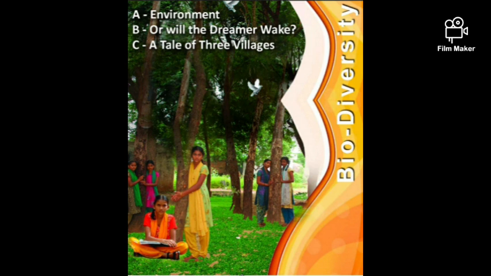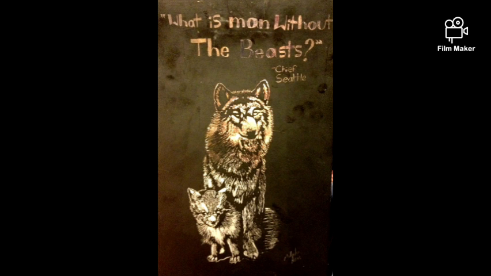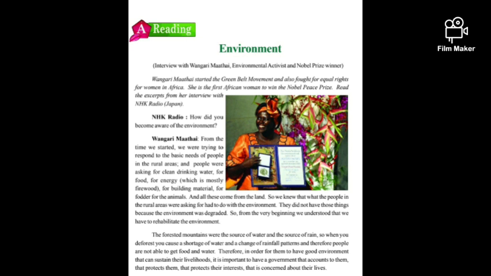So the very first segment, A, is environment. Already in 9th standard, if you remember, we discussed environment. There was a special unit. Chief Seattle's speech, the river poem, I think you remember all of it. So the same environment once again here in the form of biodiversity. And the unit name has become here segment A, reading environment.